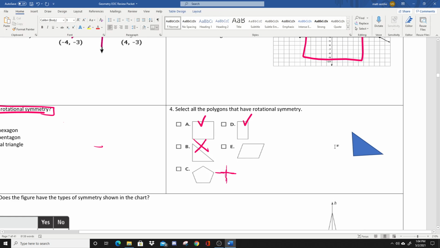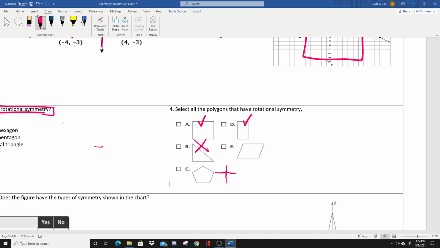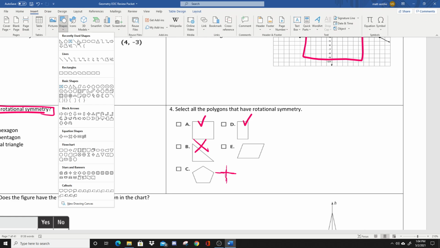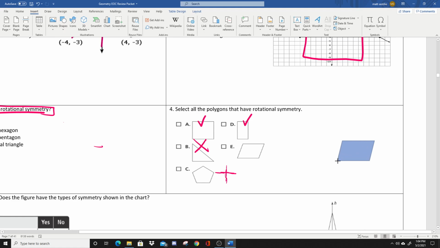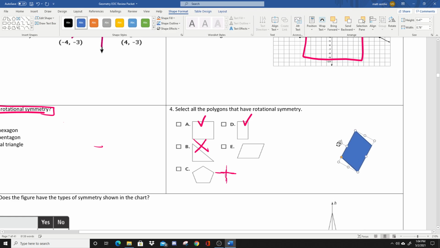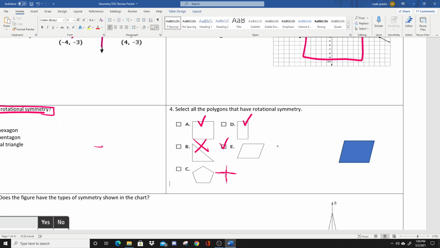And the parallelogram. Parallelogram will work. And let's see if we can actually show one. Yes. So 180 degrees works for the parallelogram. So this one, I think it does work. I know this one for sure doesn't work, but maybe we'll do this one in class, try to prove this one.